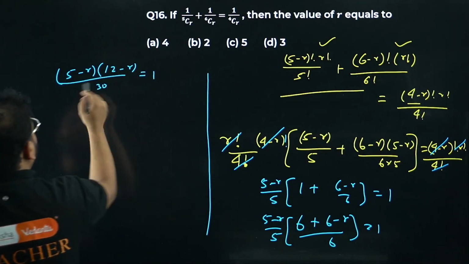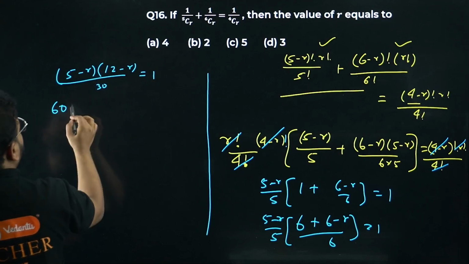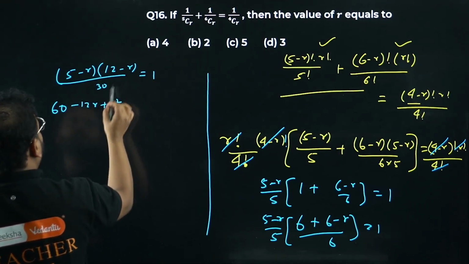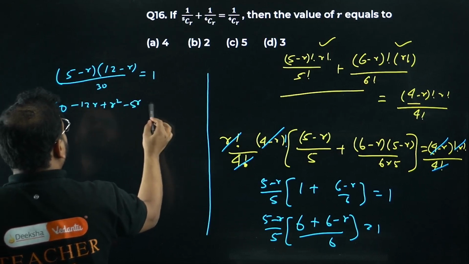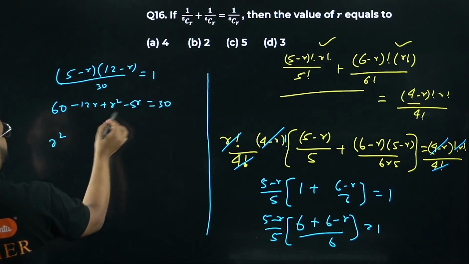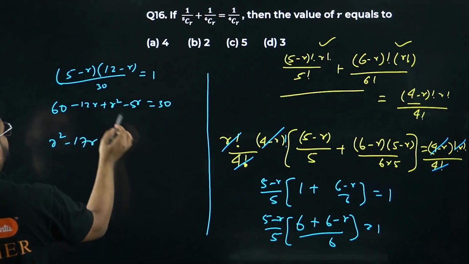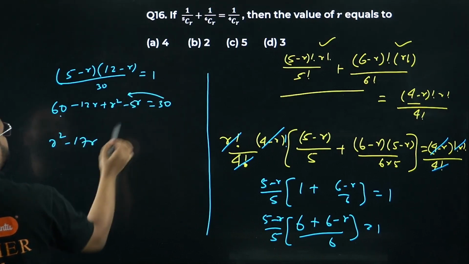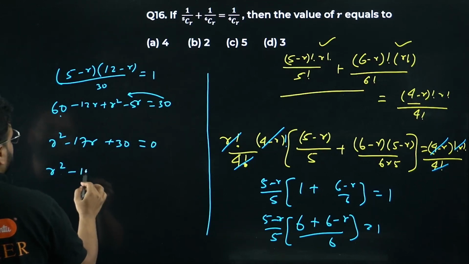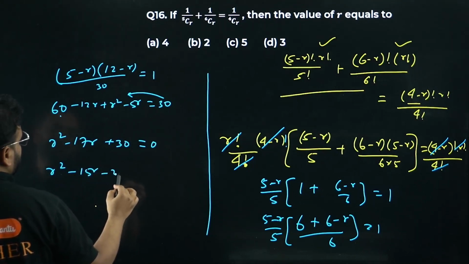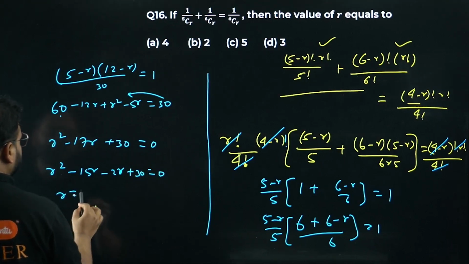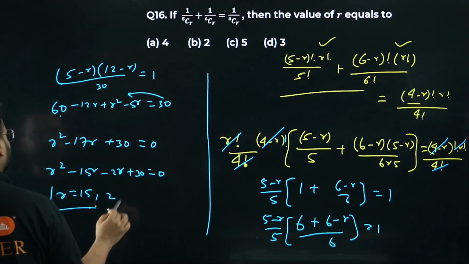Cross multiply now. I'm getting here 60 minus 12r and plus r square. Of course, we have minus 5r, and on this side I have 30. Make this equation r square minus 17r, and the 30 will come on this side, becomes 60 minus 30, so plus 30. Please check the factors. I have r square minus 15r, and I have minus 2r, right? Yeah, plus 30. Basically, I'm getting r value as 15 and 2. Solve this quadratic, okay?